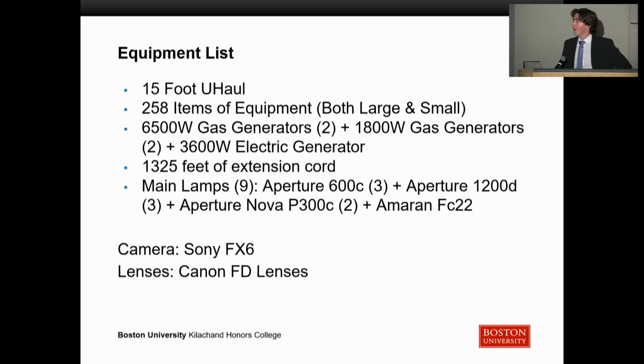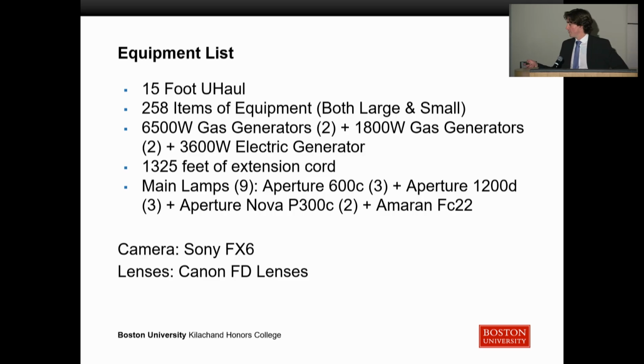So we had 250 items of both large and small equipment. We had 5 generators. That includes 2 gas generators, as you can see on the screen, and 1 electric generator. And 1,300 feet of extension cord, which I promise you all were used for that scene too. And it was a pleasure wrapping those all up.